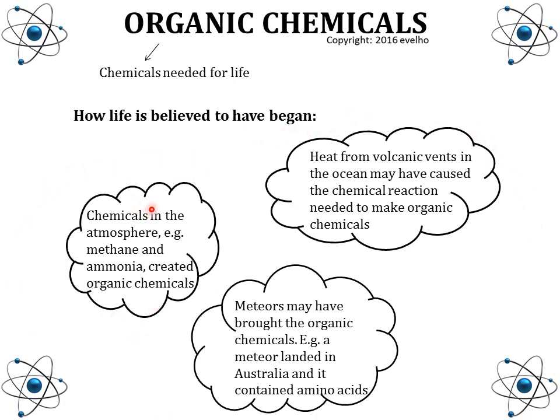Organic chemicals are chemicals needed for life, and here are three theories as to how life may have begun. First, chemicals in the atmosphere such as methane and ammonia created organic chemicals. Second, heat from volcanic vents in the ocean may have caused a chemical reaction needed to make organic chemicals. Third, meteors may have brought the organic chemicals from space. For example, a meteor landed in Australia and it contained amino acids, which are the building blocks for protein.